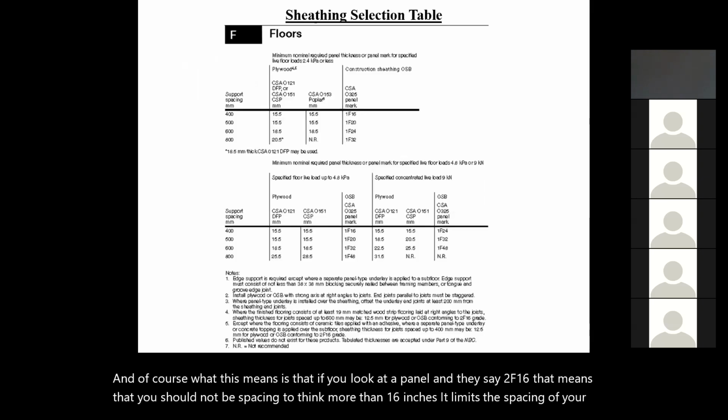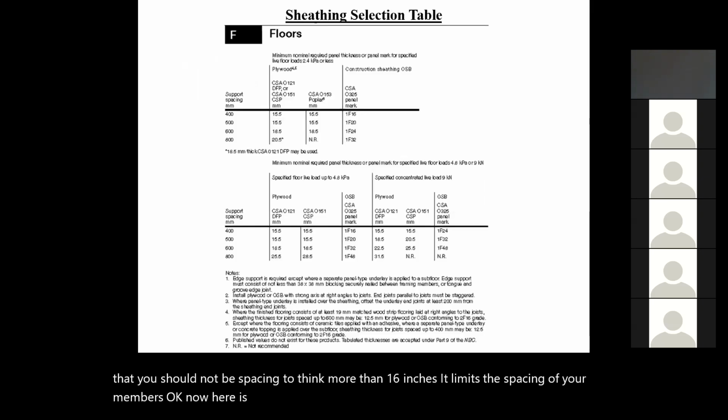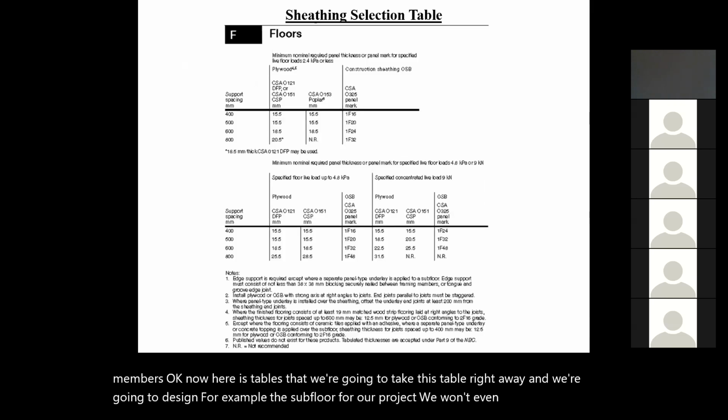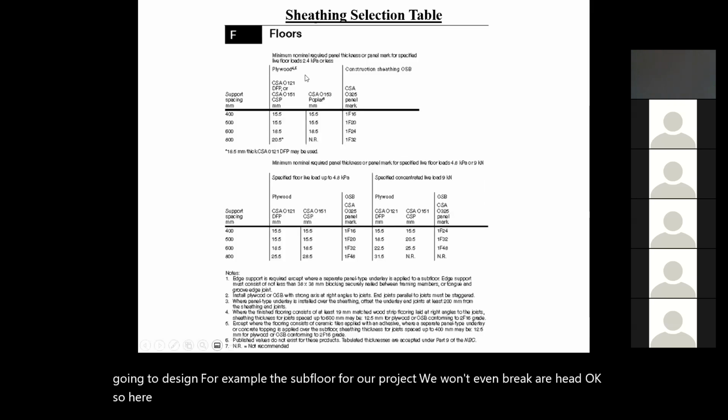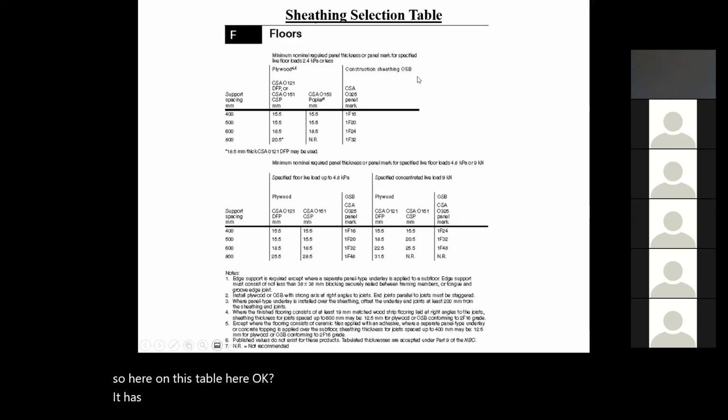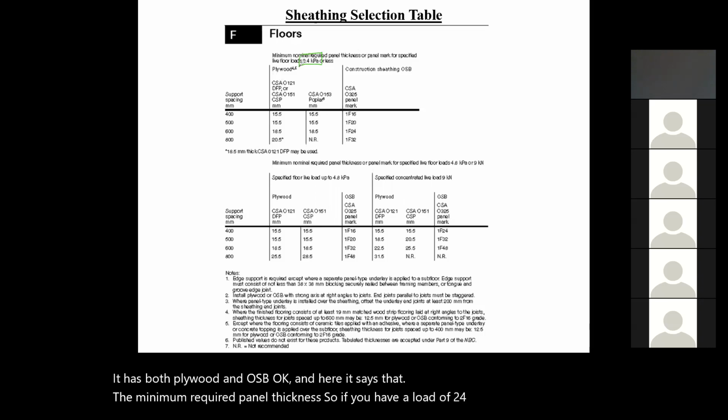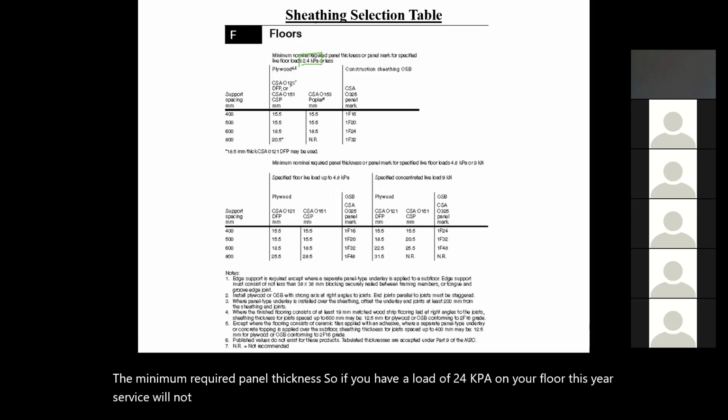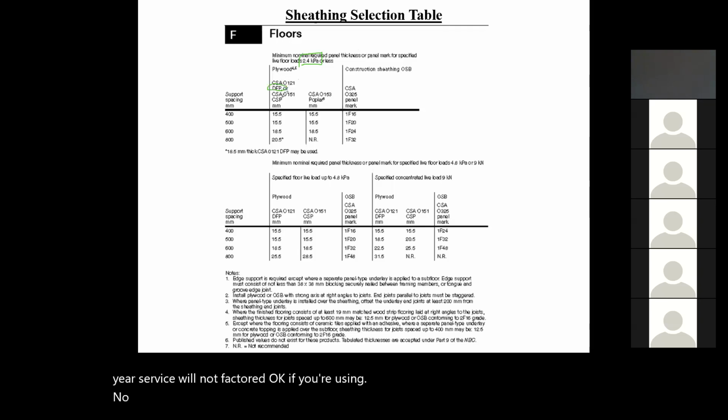Now here are the tables. We're going to take this table right away and design, for example, the subfloor for our project. We won't even break our head, okay? So on this table here, it has both plywood and OSB, okay? And here it says the minimum required panel thickness. So if you have a load of 2.4 kPa on your floor, this is your service load, not factored, okay? If you're using, now, DFP and CFP, okay?